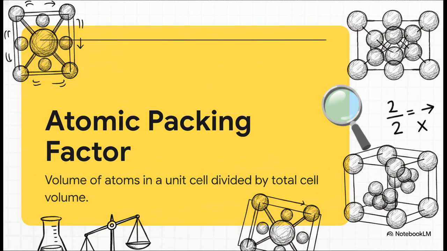The second metric is the atomic packing factor, or APF. Assuming our atoms are little hard spheres, the APF is the volume of the atoms inside a unit cell divided by the total volume of that entire unit cell. It gives us a strict, cold, hard number telling us exactly how efficiently the space is being utilized.